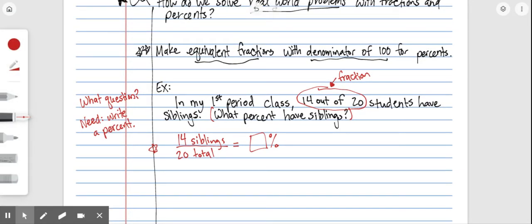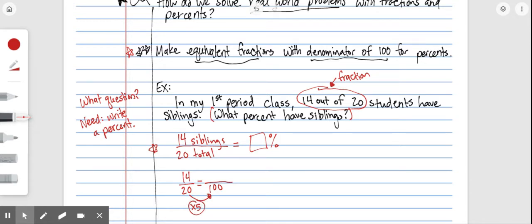Okay. So we're going to use the same methods as yesterday. We're going to do 14 out of 20. And we're going to follow this step right here, make equivalent fractions with a denominator of 100. So out of 100. How do I get from 20 to 100? How many groups of 20 go into 100? Because we're making equivalent fractions or equivalent ratios. How many groups of 20 go into 100? 5 groups of 20 go into 100. And you can do that by counting by 20s. 20, 40, 60, 80, 100.